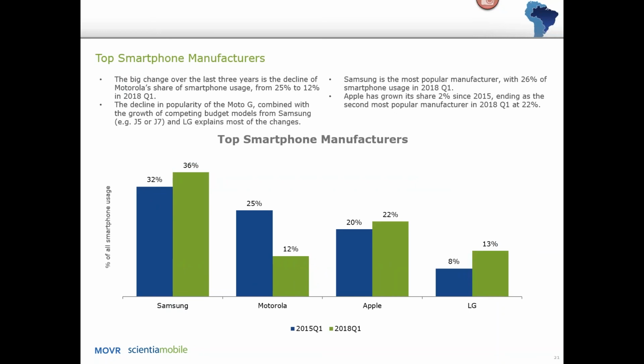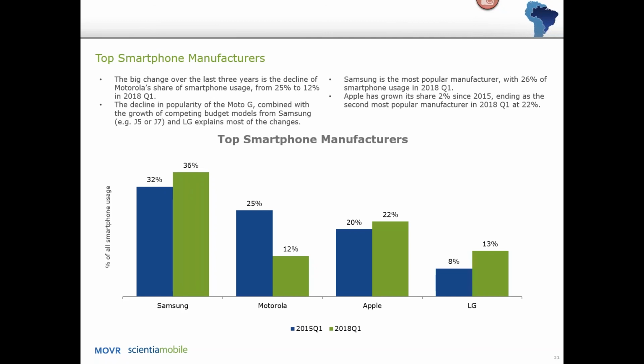So looking at the manufacturers of the smartphones, the big change here is the Motorola market share. The market where Motorola was probably the strongest back in 2015 was Brazil. And at that point, they had 25% of the market. Most of that was driven by the popularity of their Moto G model that was kind of the blockbuster phone in Brazil for many years.